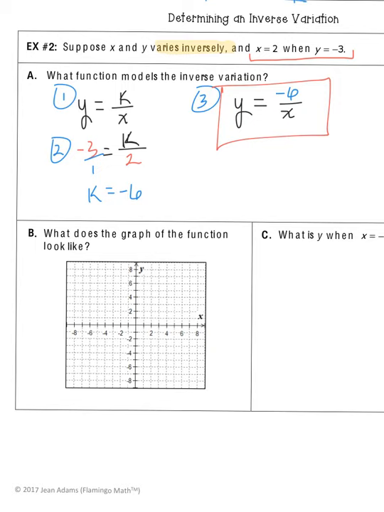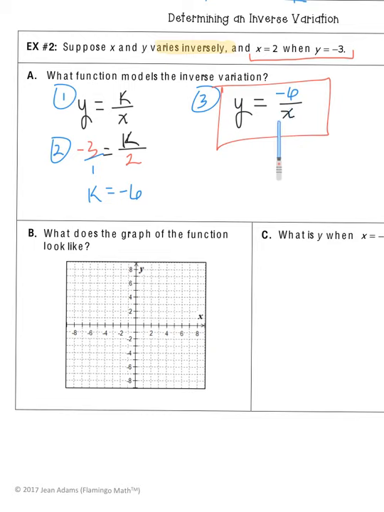All right, so part 3 says, what does the graph of the function look like? Well, you have to have the correct function. So I'm going to change my pointer to my laser pointer. So right here, we're going to graph this rational function. You could substitute in values for x to find y, and I would only substitute values in for x that divide evenly into -6.